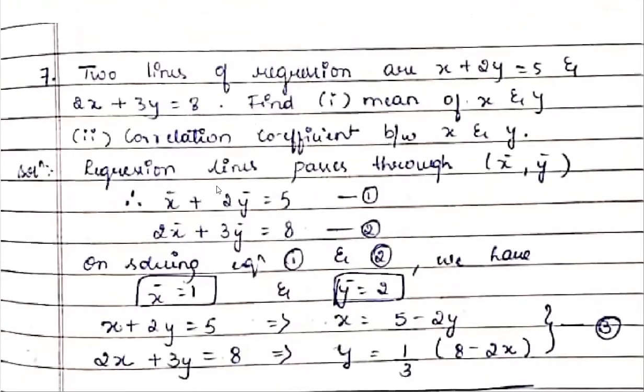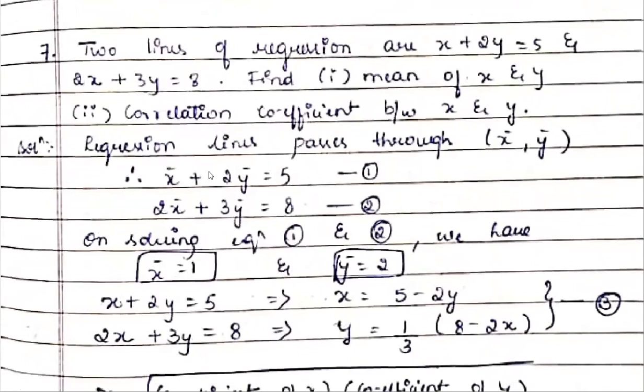Okay, this one. Two lines of regression are x plus 2y is equal to 5 and 2x plus 3y is equal to 8. Find the mean of x and y, and also the correlation coefficient between x and y. So two lines are given. You have to find the mean of x and y. So it is x bar and y bar you should find first, and then the correlation coefficient, that is r.